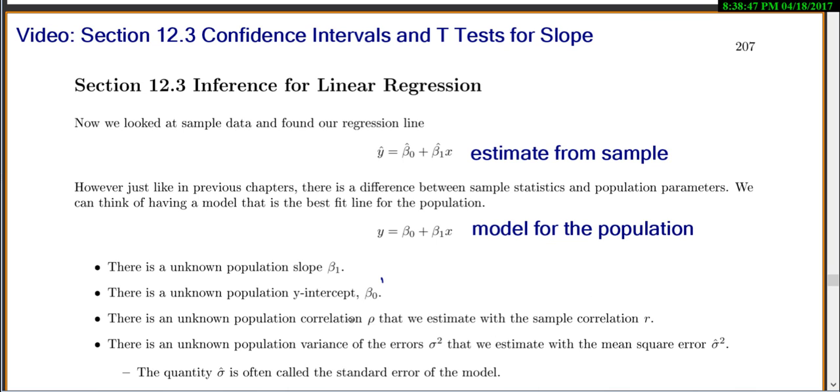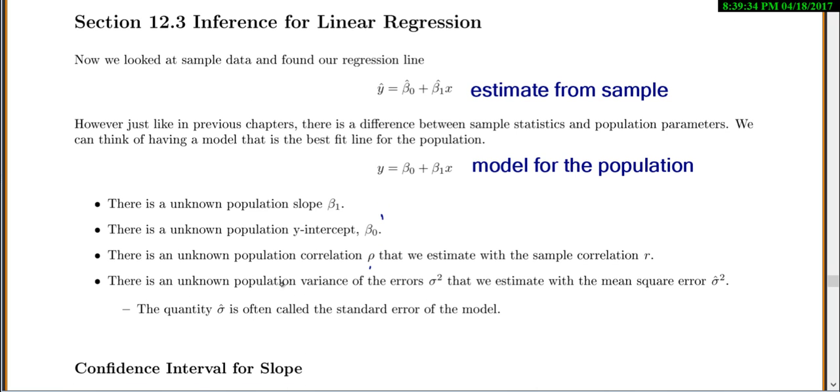Really, we don't even know the population correlation. I think this is rho. Yes, that's rho. So you could do a rho, which is the population correlation, and we estimate that with our sample correlation, R. There's an unknown population variance of errors, and we estimate that with our sample errors, or our mean square error. And this is the variance, sigma hat squared. The sigma with a little hat is called the standard error of the model. You'll just see that term a lot. And it basically means the standard deviation of the errors.